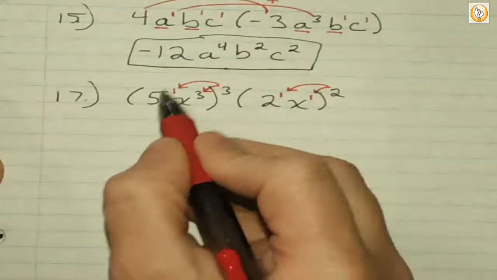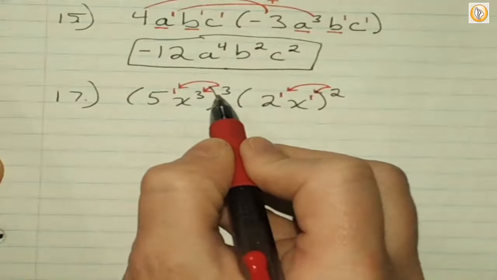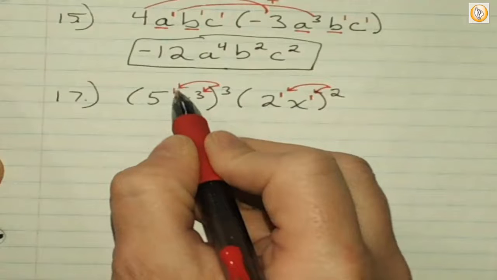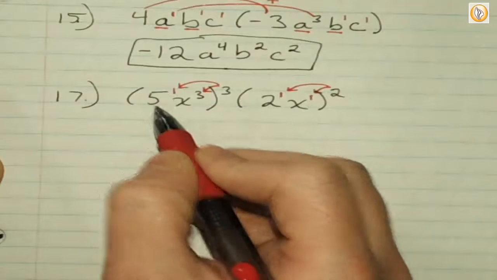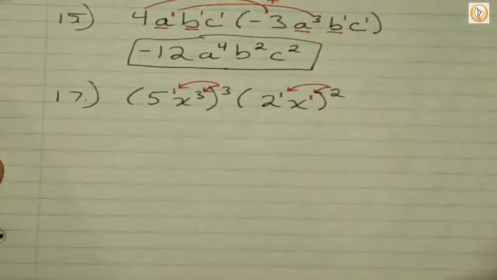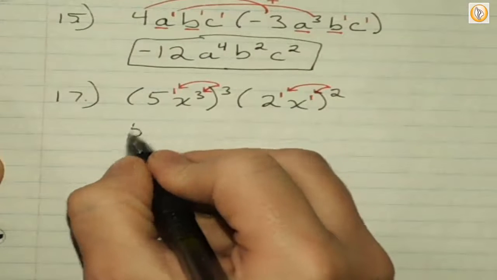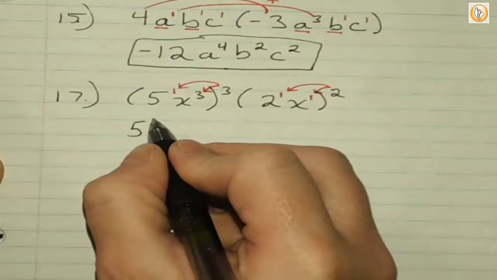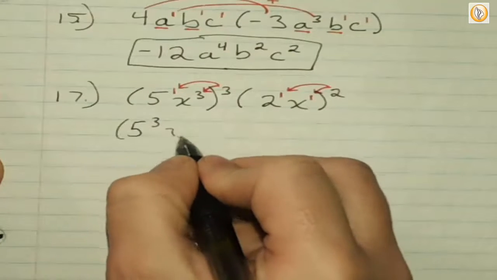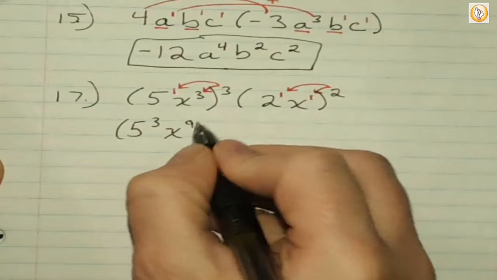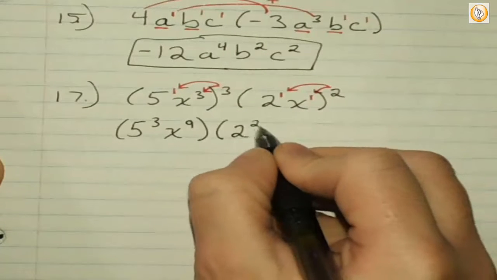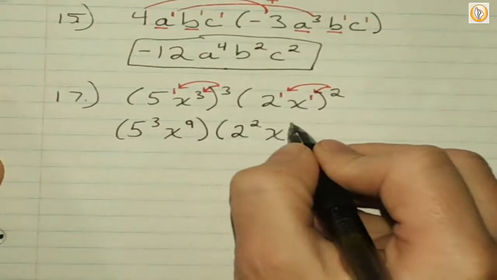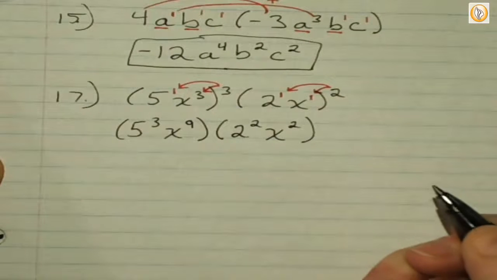Make sure you don't do 3 times 5, guys. That's why I always put the 1 there, so that you guys don't go back and do like 3 times 5 is 15. Okay, so what do I get? We get 5 to the what power? Power 3. And x to the power 9 times 2 to the power of 2, and x to the power of. Perfect.